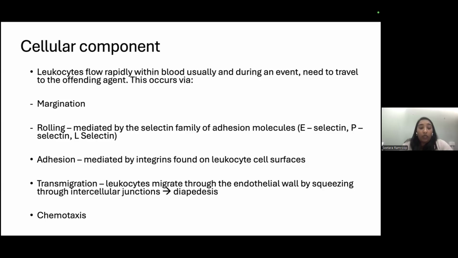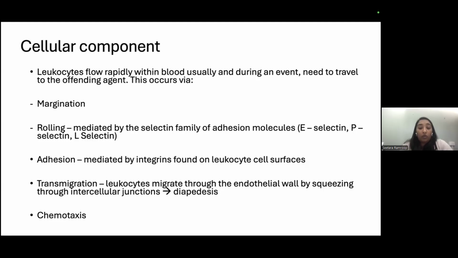Now, rolling is where the leukocytes along the periphery of the blood vessel roll along the blood vessel wall, and that is mediated by the selectin family of adhesion molecules. So those would be the E-selectins, which is secreted on the endothelium, P-selectins, secreted on platelets and the endothelium as well, and then the L-selectins, which are secreted on the leukocytes. Now, the ligands for these selectins are called the sialylated oligosaccharides, which would bind to the mucin-like glycoproteins, and that is regulated by the TNF-alpha and interleukin-1.